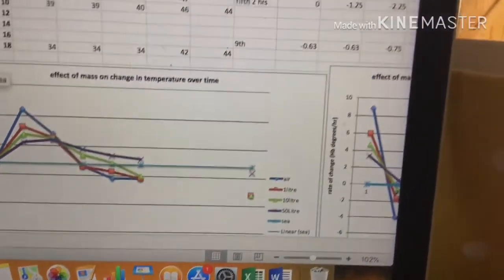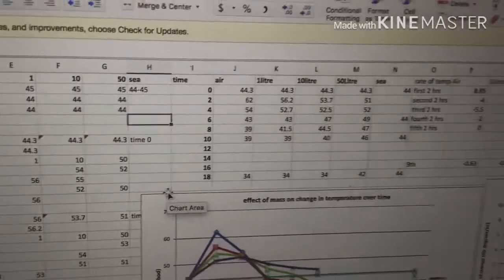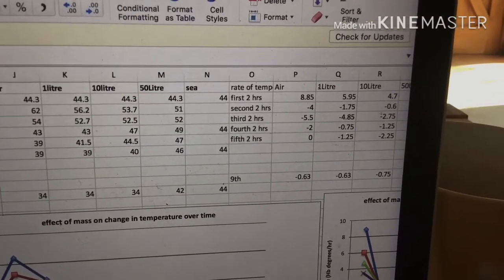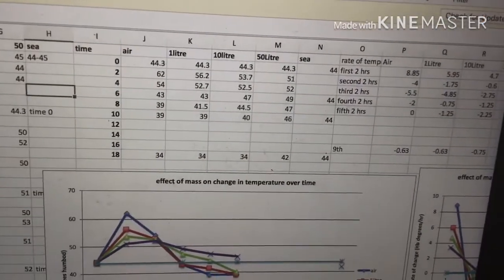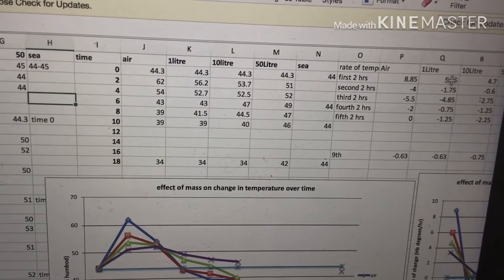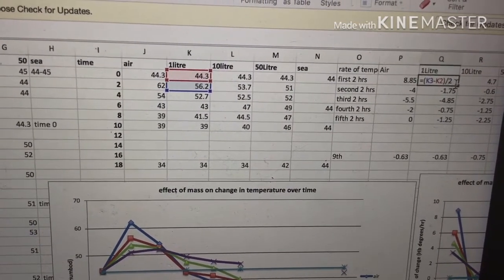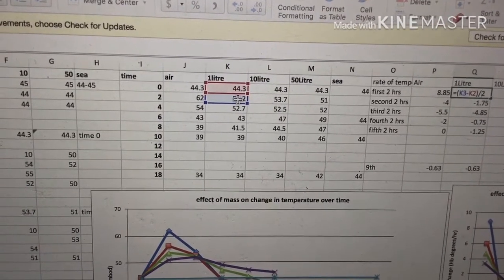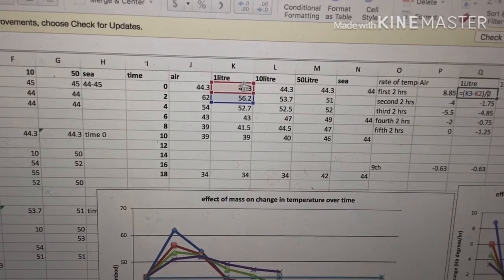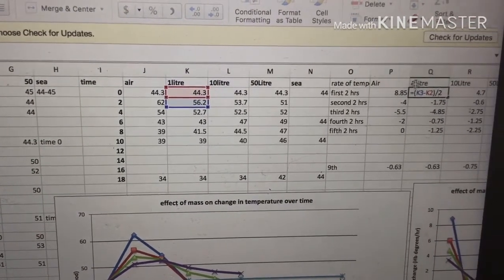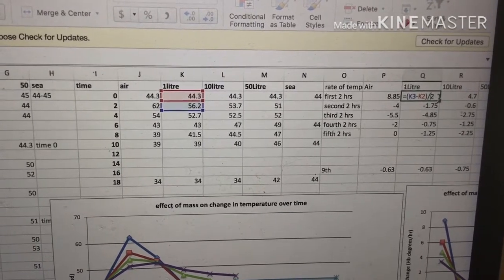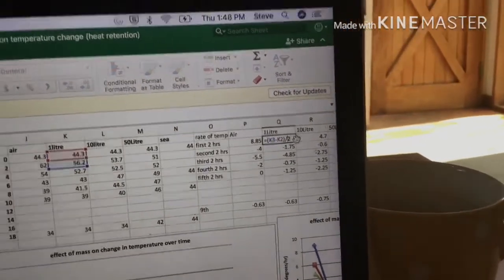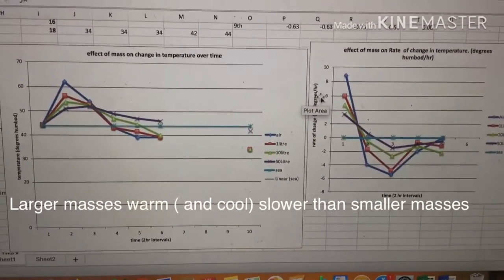but not as fast. We can also graph, if you like, or calculate, if you like, the rate of change per hour. And there are formulas for this I just put in. So, for example, here, I just take the difference between the 2 hours and the previous time period, and divide that difference by 2 because it's 2 hours, and that gives me a calculation for the rate of change per hour.